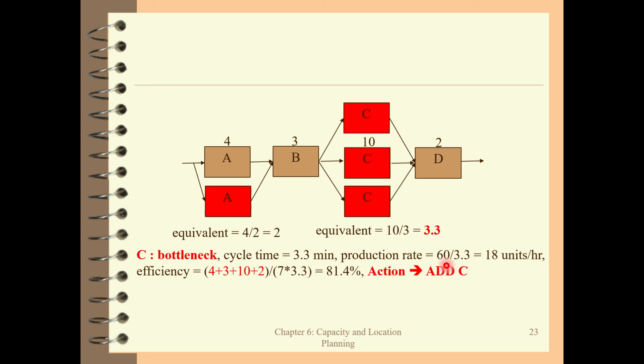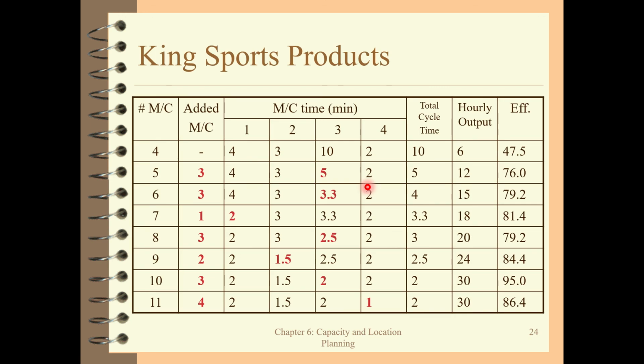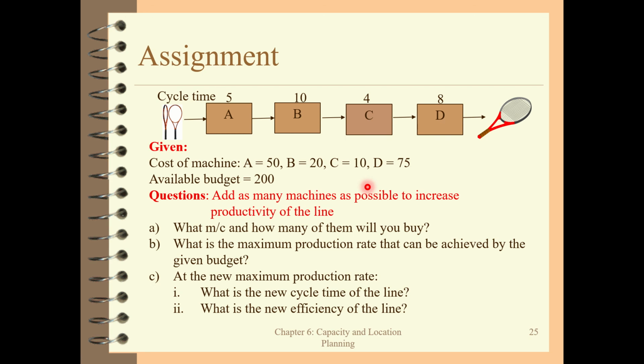The production rate is 60 divided by 3.3, which is 18 units per hour. And the efficiency is 4 plus 3 plus 10 plus 2 divided by the number of machines, which is 7, multiplied by the cycle time, which is 3.3, that is 81.4%. The action, if needed, is at machine C. You can continue this until whatever you want, okay? Okay, that's the end of the presentation.